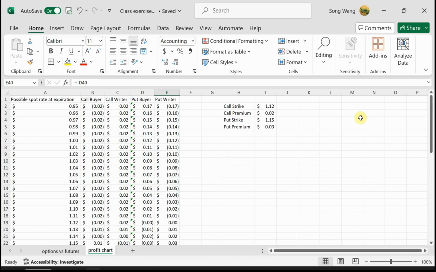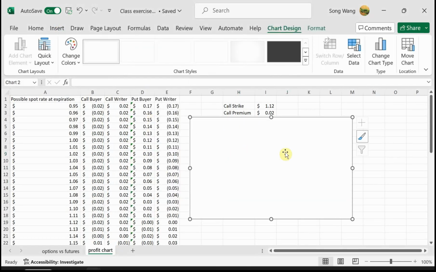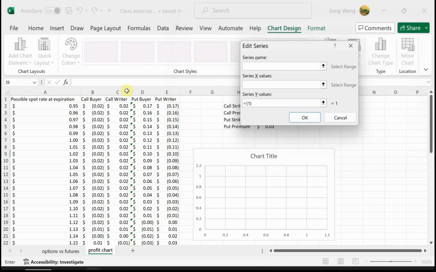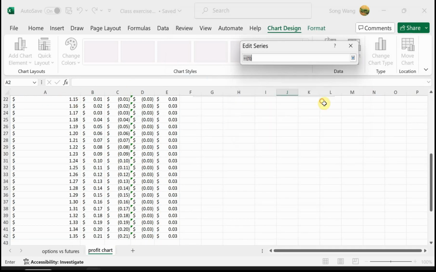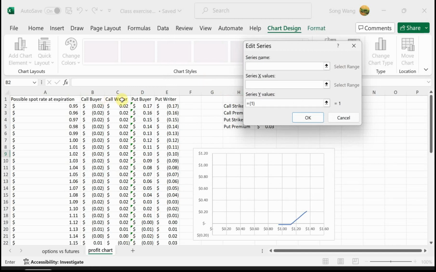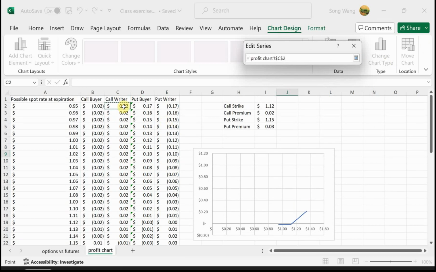Okay, so the next thing for you is to generate the chart. Click this blank cell and create a chart. I want you to compare the buyers' and the sellers' profit. So right here, add what is called a call buyer. X values would be all these possible spot rates, and the Y value will be right here. Then you add another one, for the call writer. The X value would be all these spot rates, and the Y value will be all this profit.